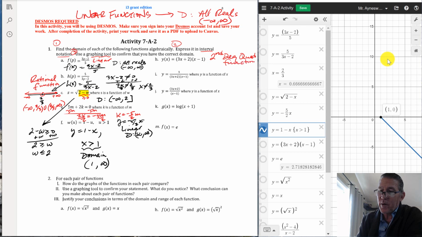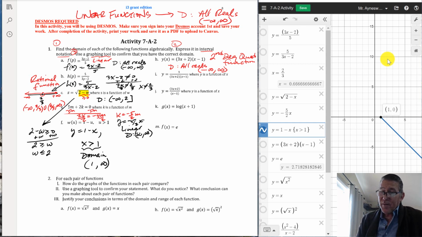And all second degree quadratic functions, the domain is the set of all reals. You can substitute anything you want in that quadratic function and get a real number back. So when you write the set of all reals, you just say negative infinity to infinity as an interval. And that's just a nice concise way of saying, hey, x can be any real number from negative infinity to positive infinity. And that's the case for all second degree quadratic functions of this form.